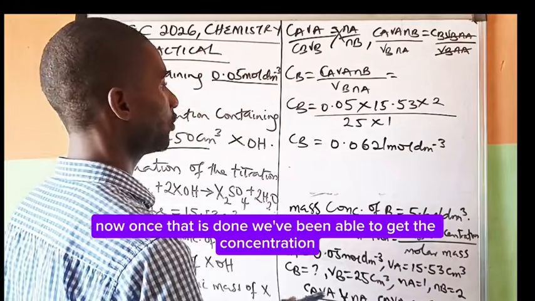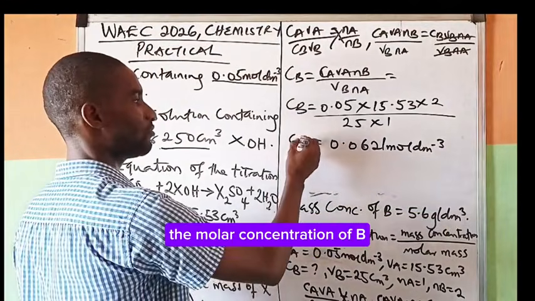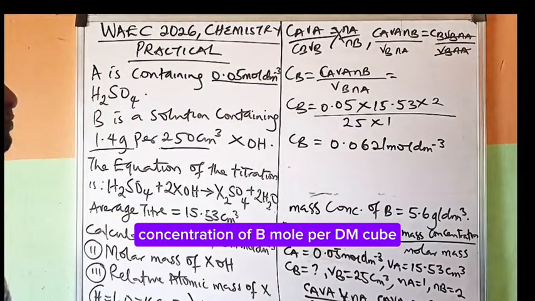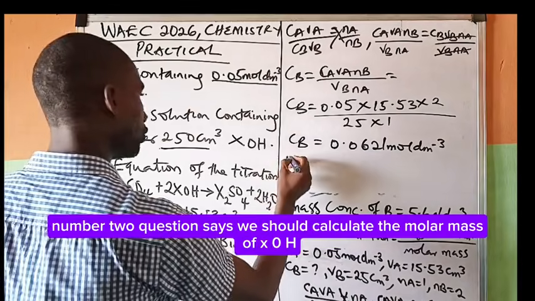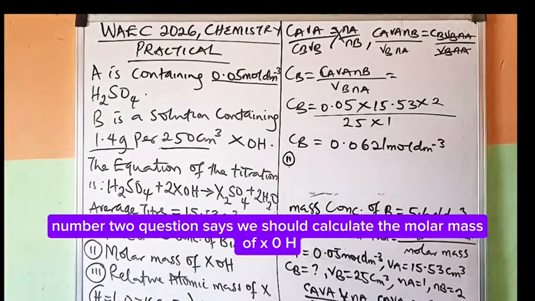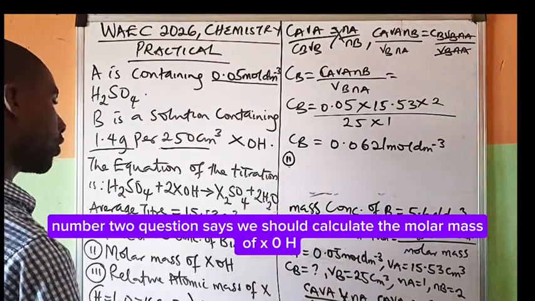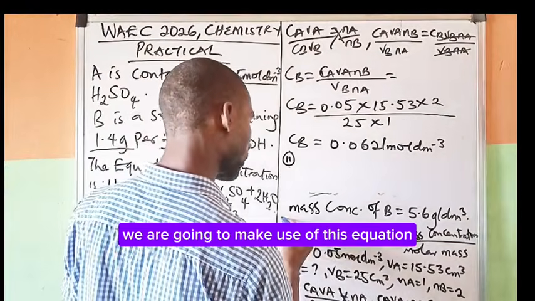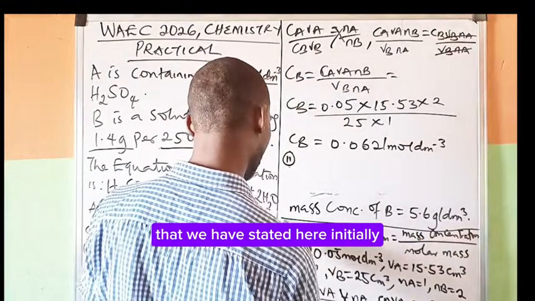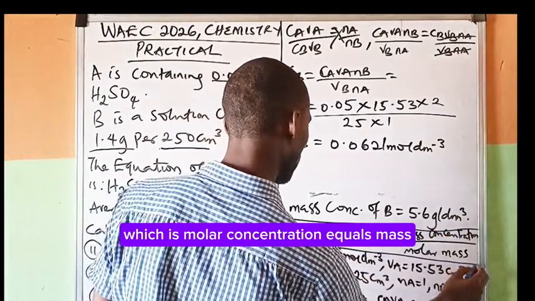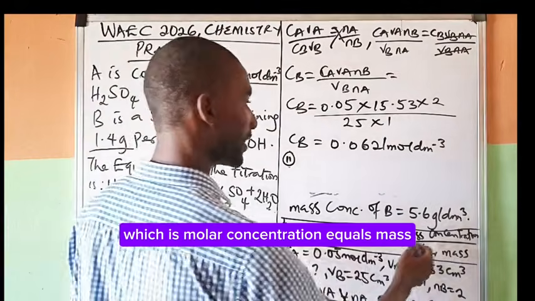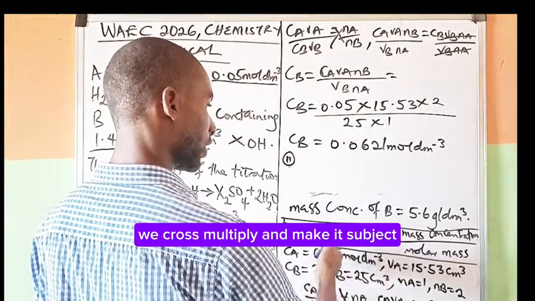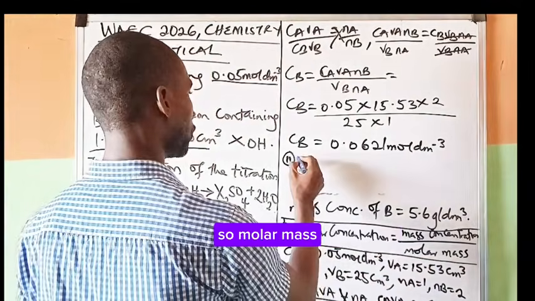Now once that is done, we've been able to get the molar concentration of B. So we have answered the first question, concentration of B, 0.0621 mole per dm³. Question 2 says we should calculate the molar mass of XOH. How do we calculate the molar mass? We are going to make use of this equation that we stated here initially, which is molar concentration equals mass concentration over molar mass. So to make molar mass the subject, we cross multiply and make it the subject.